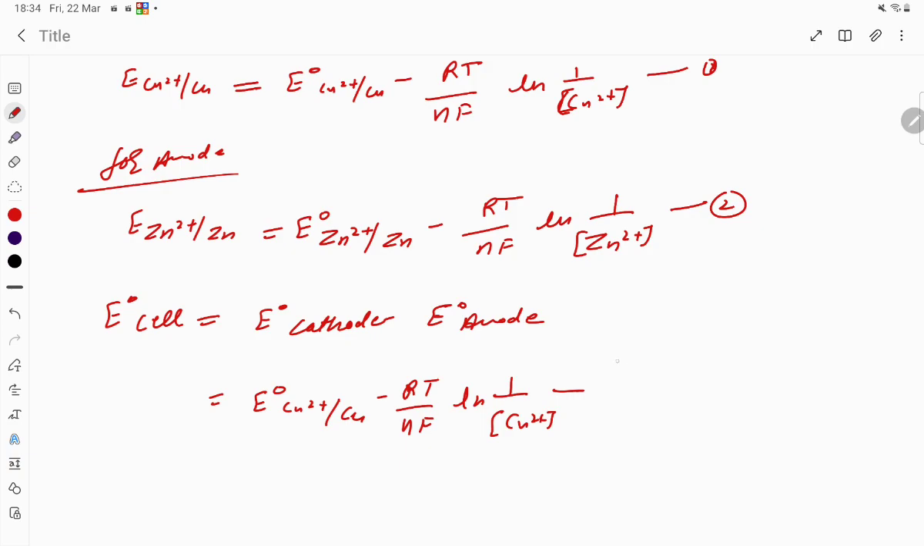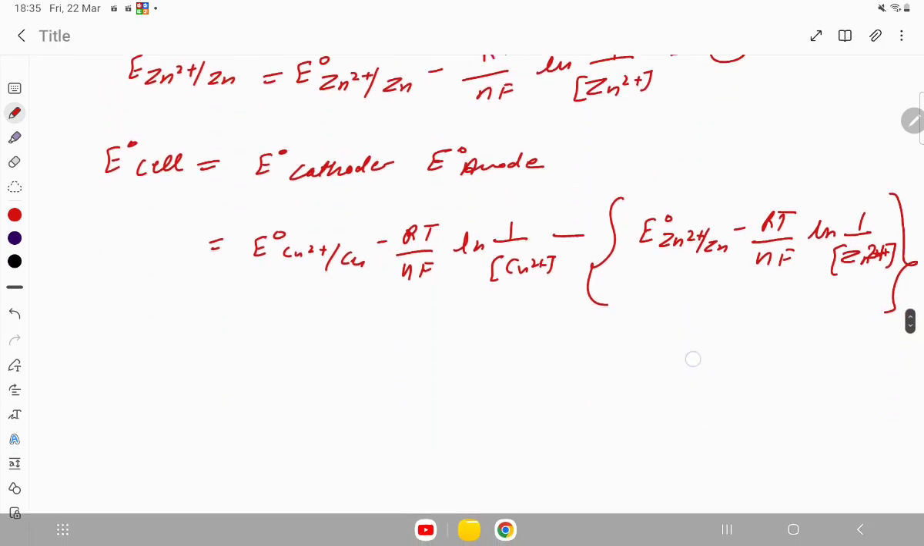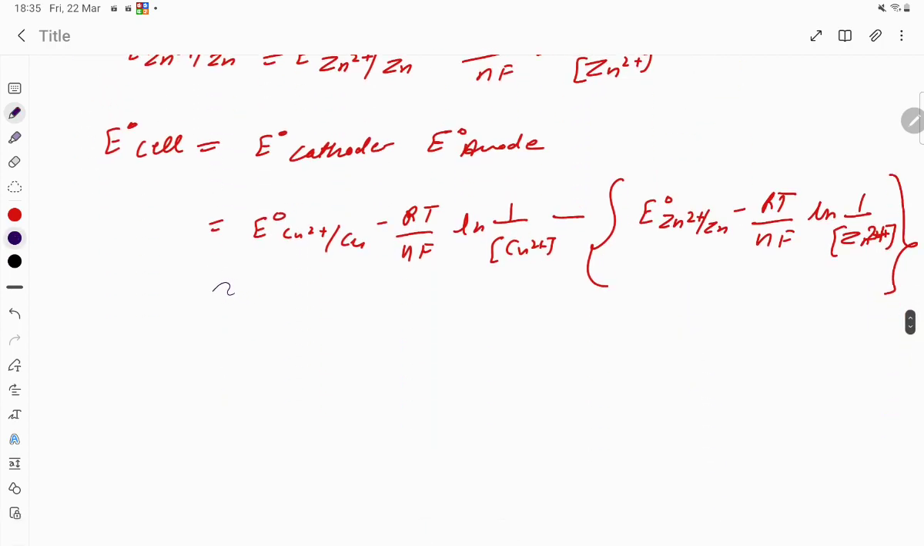minus, here we are writing in the bracket, E naught Zn2+/Zn minus RT upon nF ln 1 upon Zn2+. This is there. Now let us try to solve it out. After solving, we are just solving the bracket only.